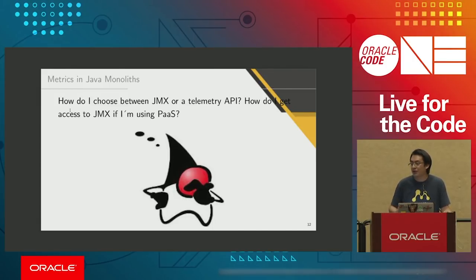Which will be the criteria to pick one or the other? And how do I get access to JMX if I'm using a platform as a service? For instance, I've had experiences with OpenShift, with Heroku, and these kinds of platforms with Elastic. And it is always complicated to get access to the JMX.